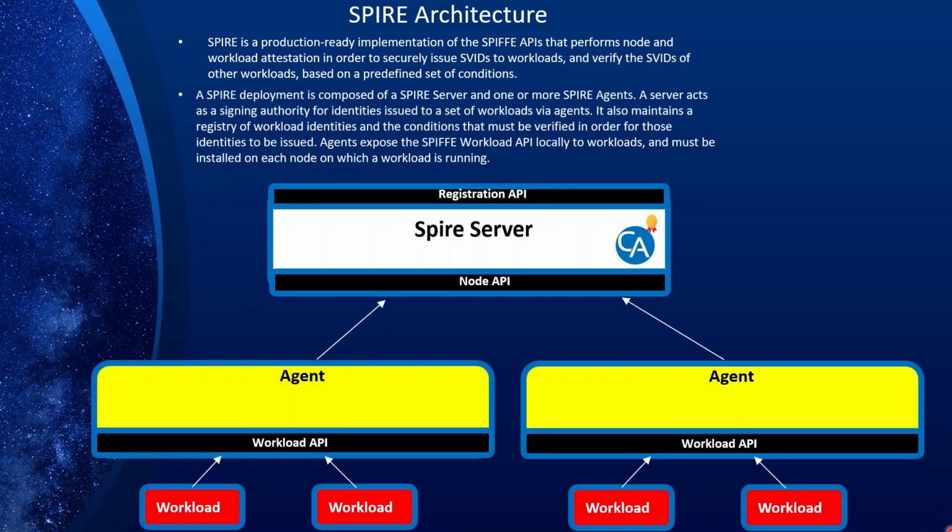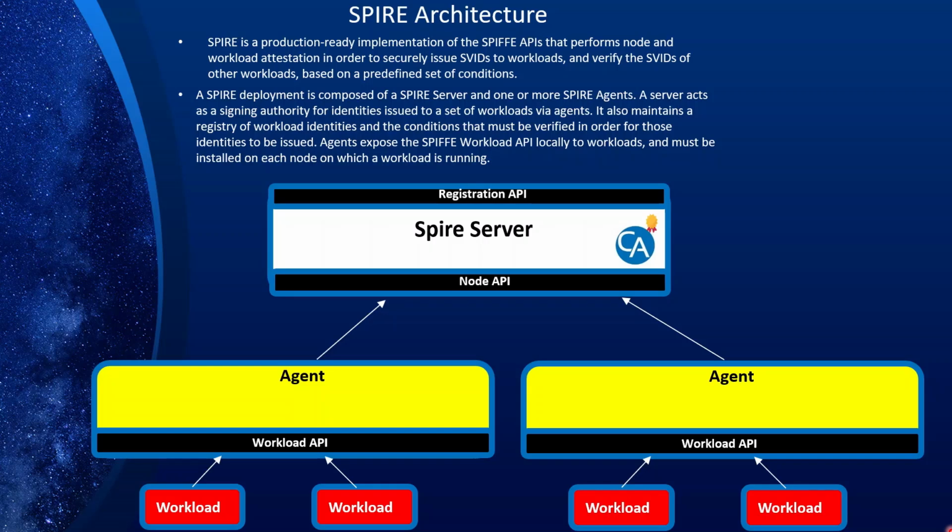A SPIRE deployment is composed of a SPIRE server and one or more SPIRE agents. A server acts as a signing authority for the identities issued to the set of workloads via agents. It also maintains a registry of workload identities and conditions that must be verified in order for those identities to be issued. Agents expose the SPIRE workload API locally to the workloads and must be installed on each node on which a workload is running.